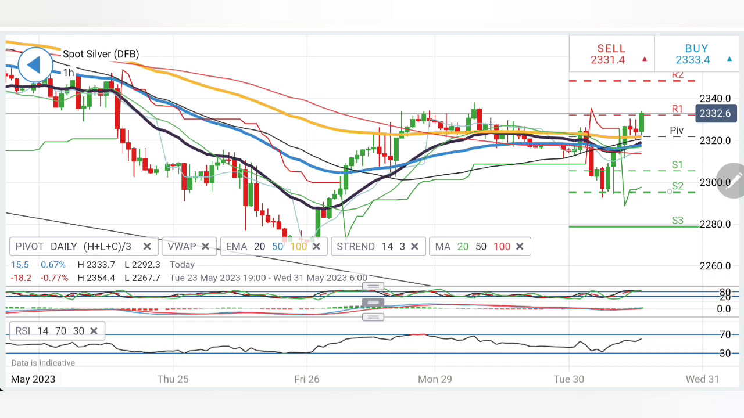Now look at the hourly charts for silver. See, first of all, a V-shaped recovery, and then this is the bullishness. Now remember, silver has yet seen 2335, 2340. These two are a good resistance zone.